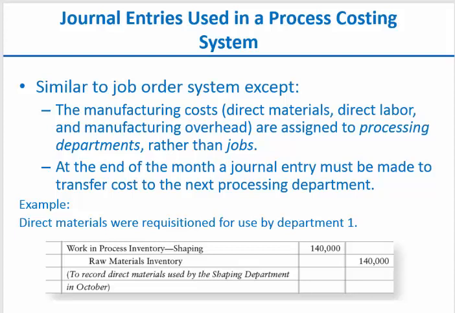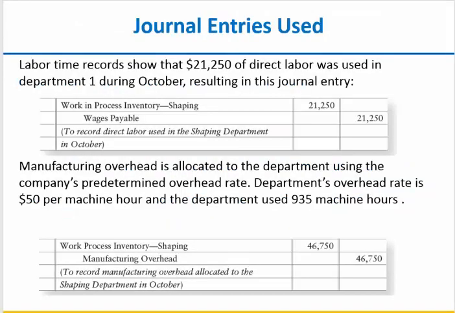So for instance, direct materials were requisitioned for use by Department 1. What's happening here is you have a work in process inventory for shipping, assuming that shipping is the first department. Then when you make a requisition for direct materials, the cost flow will be from the raw materials inventory to work in process inventory. So that's how you see that credit posted to raw materials and a debit posted to the work in process.